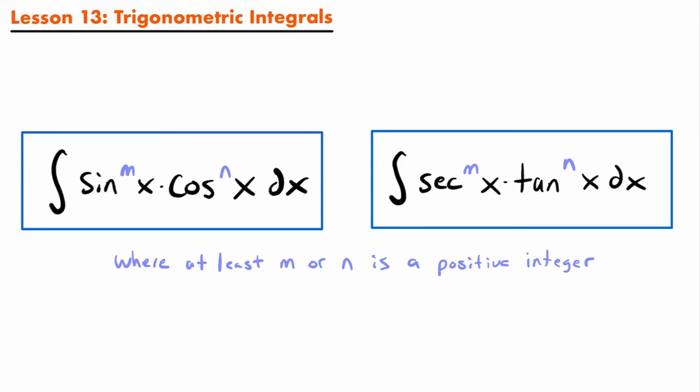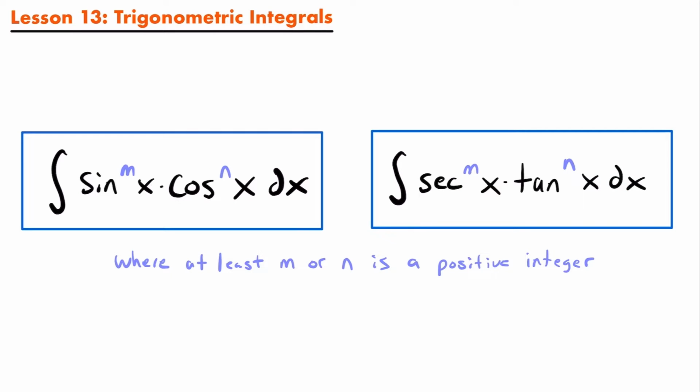Alright, so we are going to focus on learning some techniques that will allow us to solve trigonometric integrals in these two forms. Our first form is the integral of sine to some power m of x times cosine to some power n of x times dx. And our second form is the integral of secant to some power m of x times tangent to some power n of x times dx.